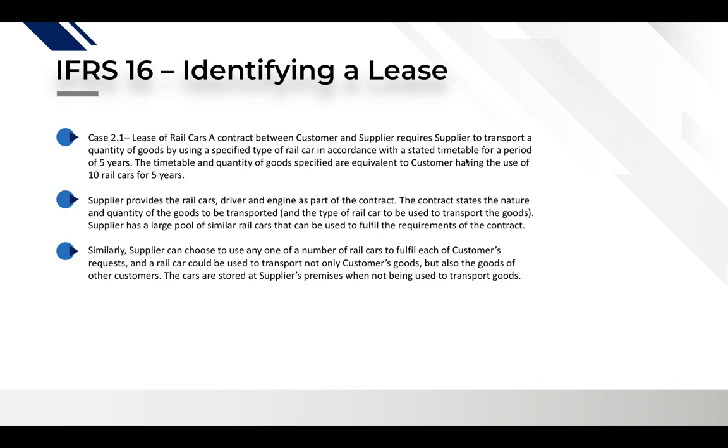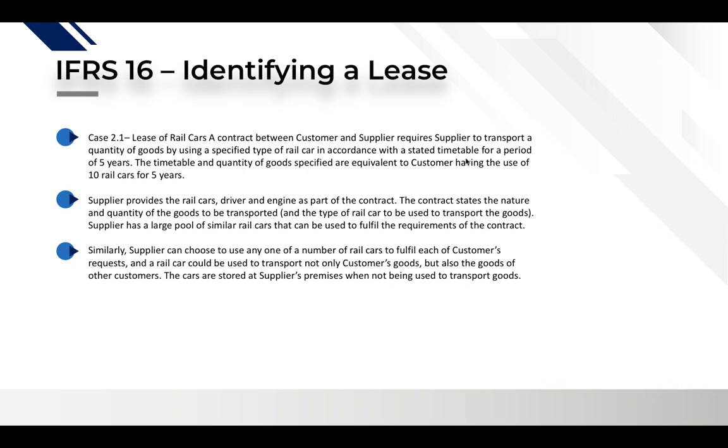So now, in identifying a lease, the first question would be: is there an identified asset? Yes. There are rail cars, and the customer, which is the lessee, requires 10 rail cars for 5 years. So there is an identified asset. The next question is who has the right of substitution? Does the customer have the right of substitution?